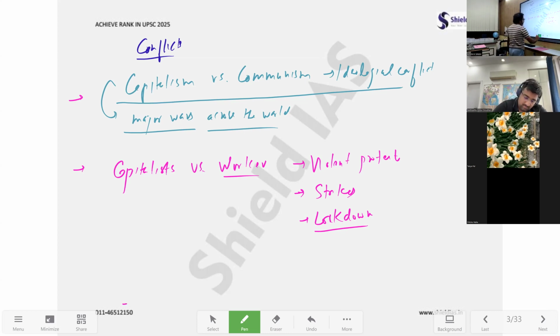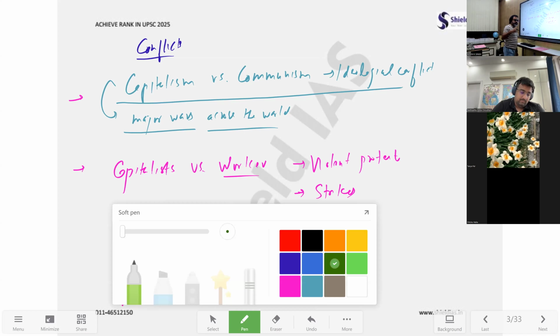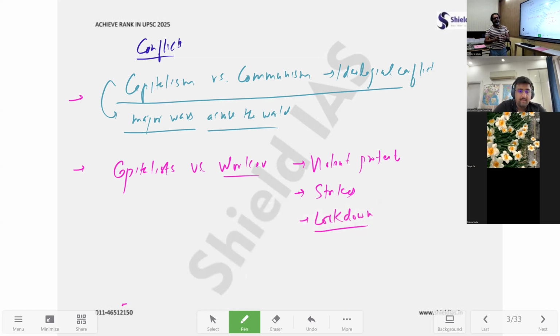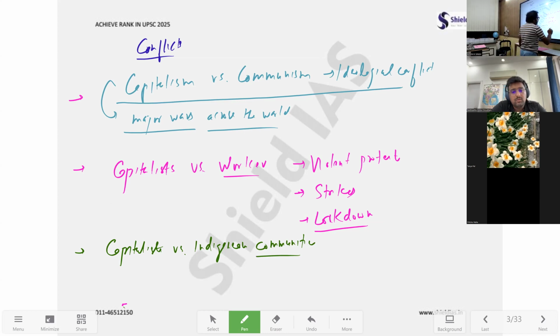Now the next conflict which is emerging is this: the resource-rich areas are in the hands of indigenous communities. That means extraction of resources has brought big companies and corporations into direct conflict with the tribals. The third set of conflict is capitalists versus indigenous communities. Now, this has been the case worldwide. In India, this has given rise to a conflict called Naxalism.